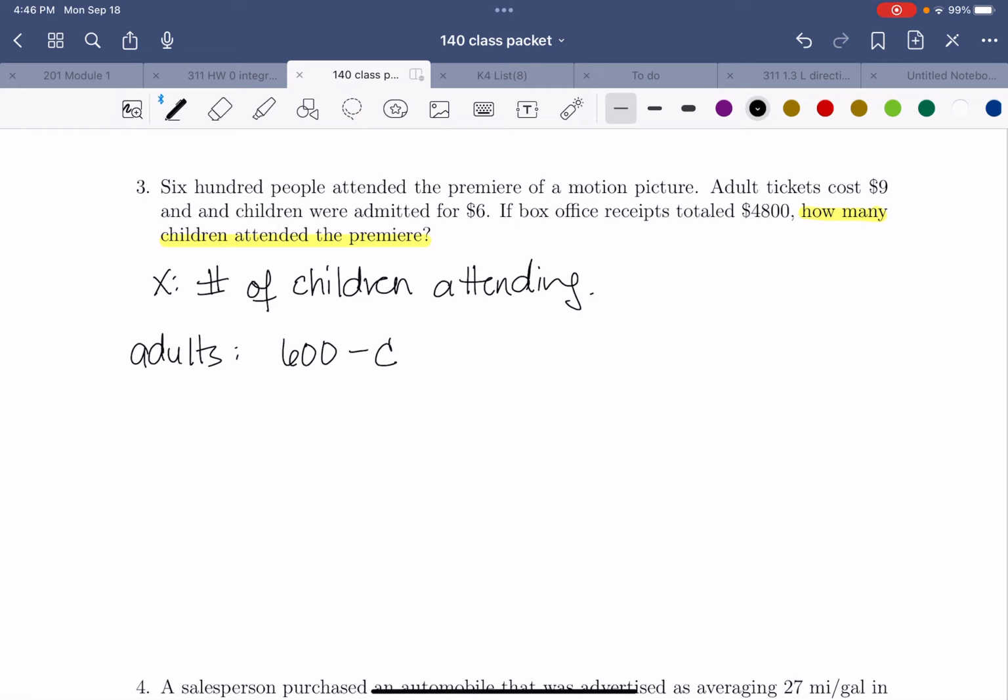Okay. And then we want to talk about the ticket prices. So ticket prices, adults cost $9, children cost $6. So we're going to take the number of adults, the 600 minus the number of children, and multiply that many people by $9 for their ticket, and multiply the number of children, which is our C, times $6, and that will be the total cost of their tickets. And all together, when I add all that up, it's got to be $4,800.